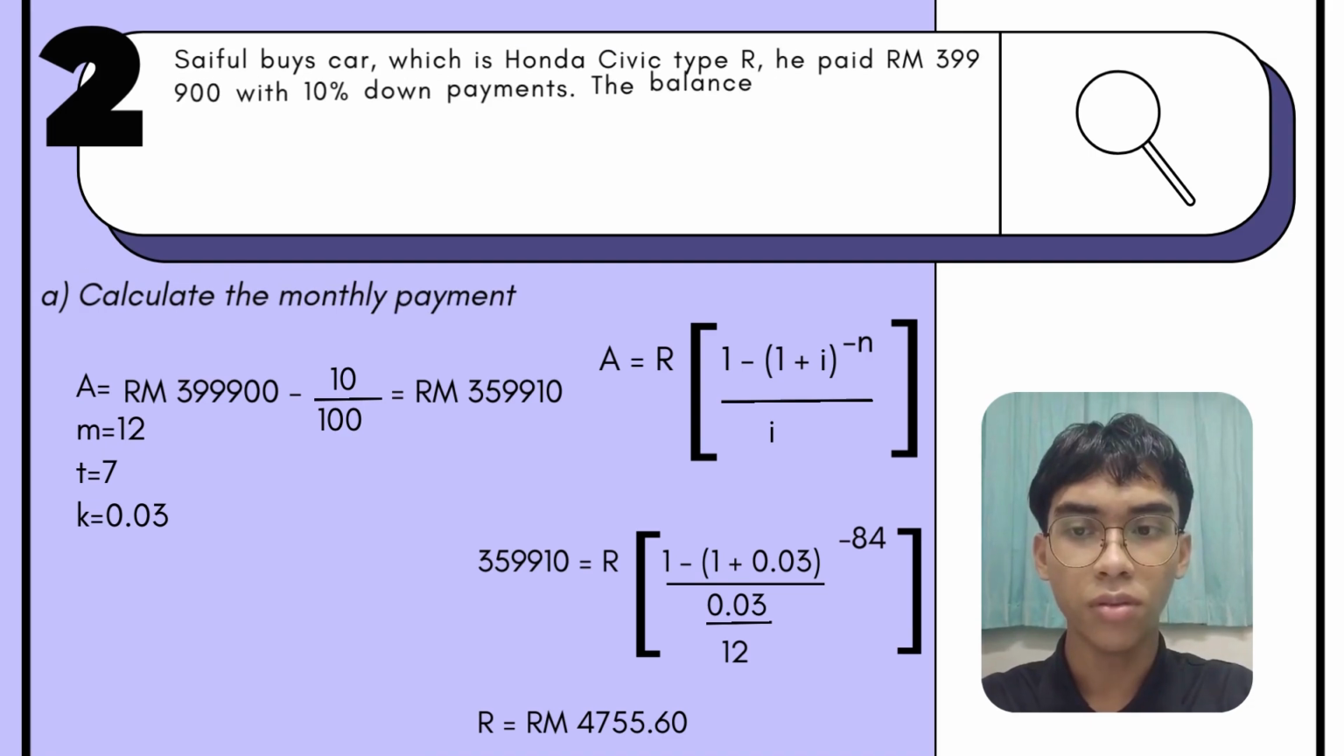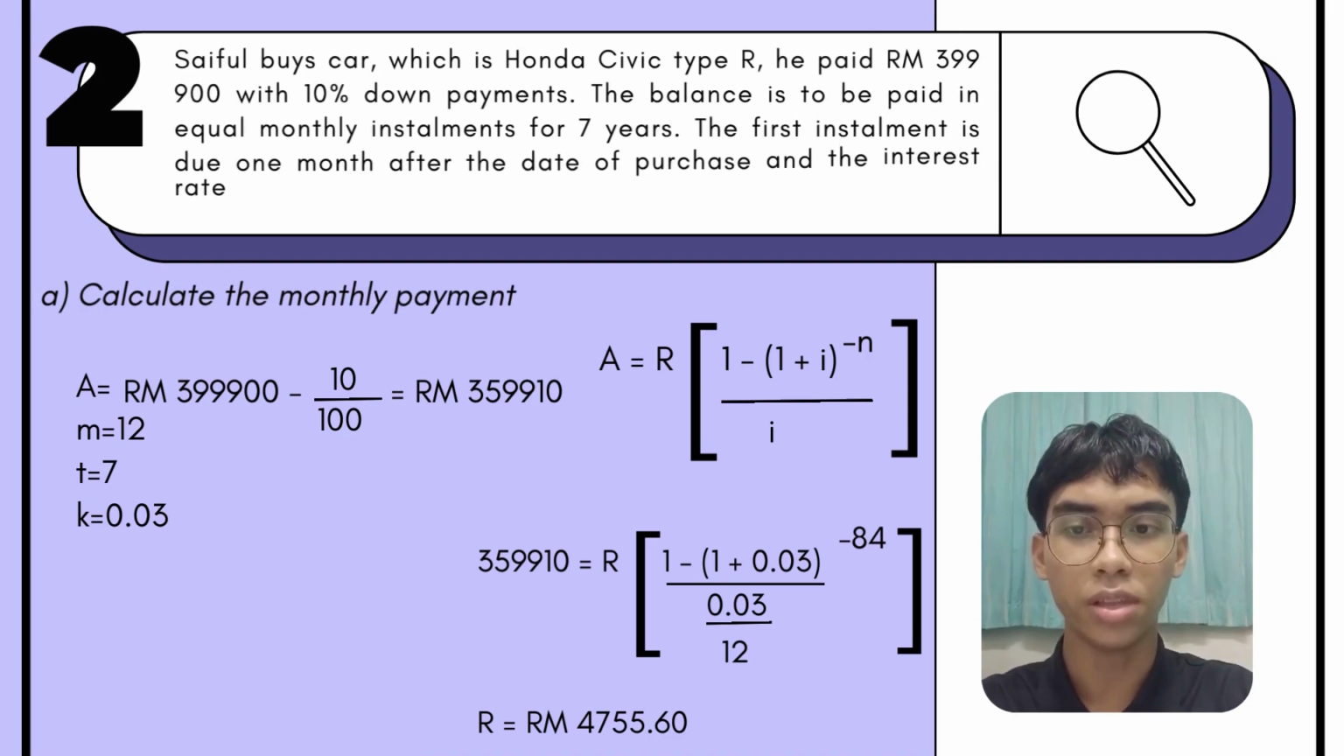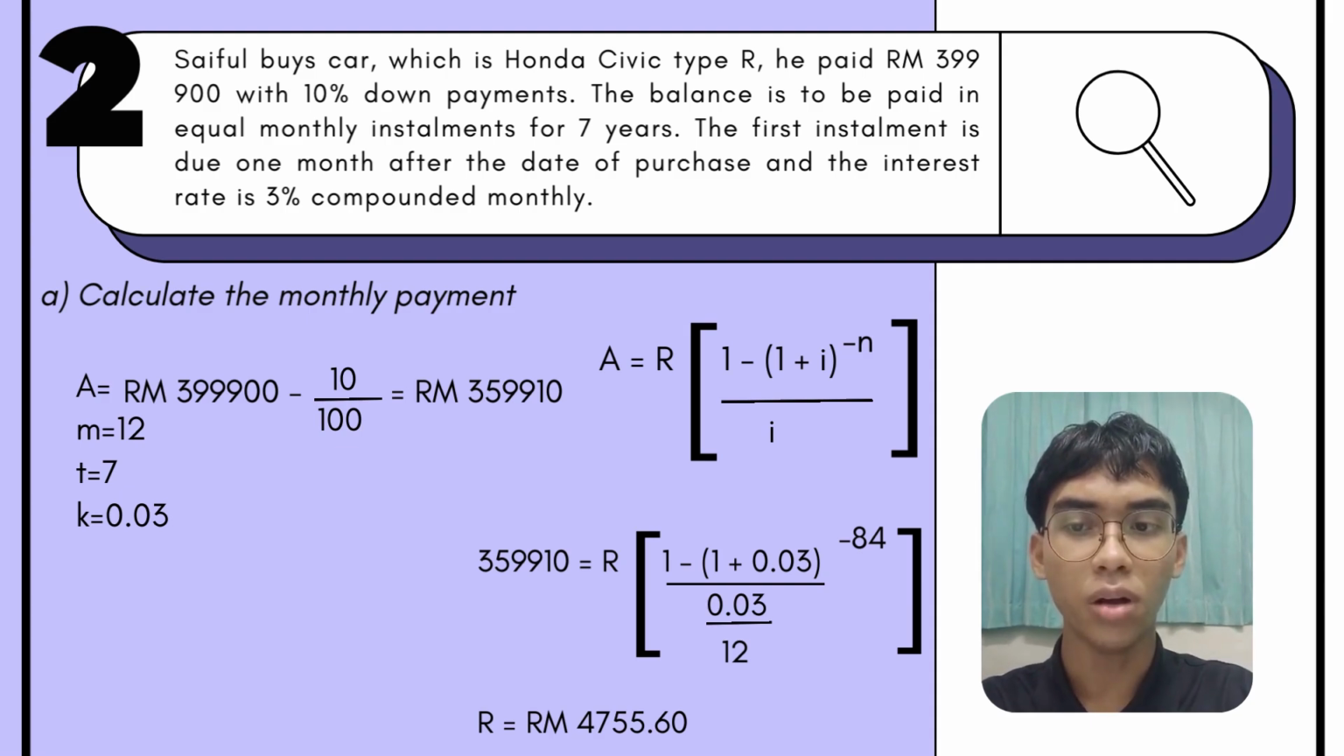Question 2. Saiful buys a car, which is a Honda Civic Type R. He paid 399,900 ringgit with 10% down payment. The balance is to be paid in equal monthly installments for 7 years. The first installment is due 1 month after the date of purchase and the interest rate is 3% compounded monthly. A. Calculate the monthly payment.